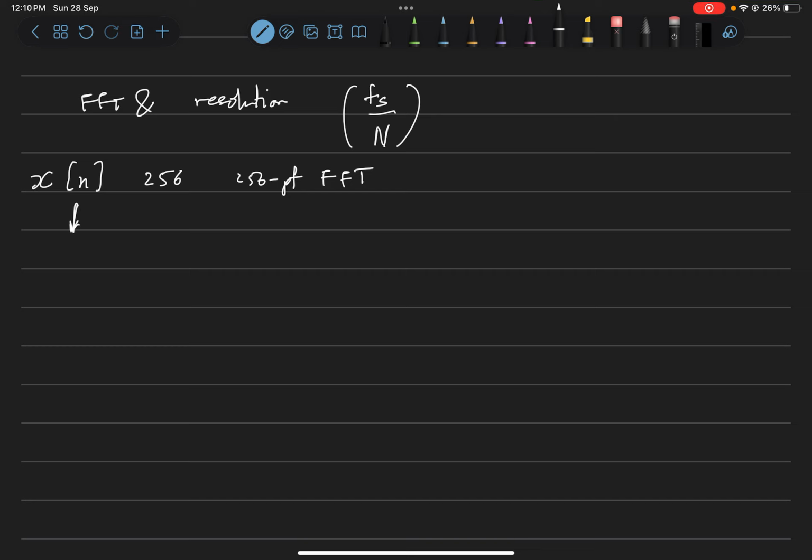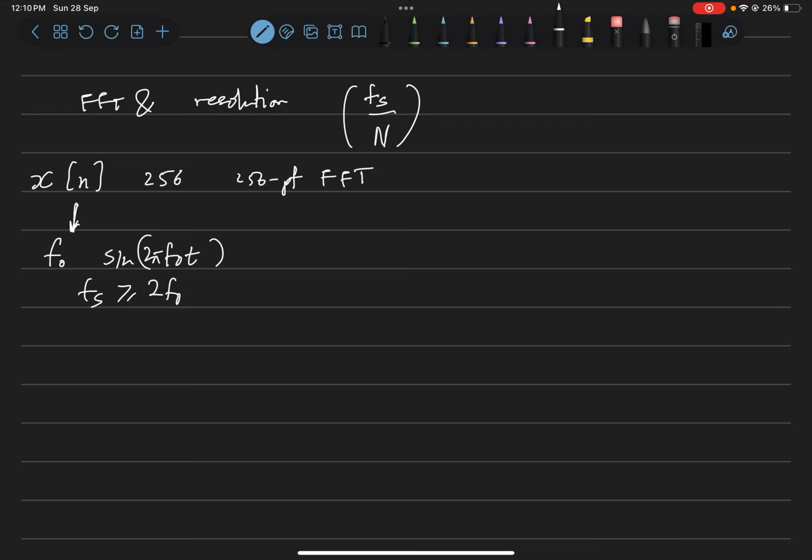Now let's say the sine wave originally had a frequency of f naught. So it was sine 2 pi f naught t, and you sampled it at some sampling frequency, which is of course assumed to be greater than or equal to 2 f naught, and you got the 256 samples. Now you wish to estimate the frequency f naught by doing an FFT, which is a discrete Fourier transform.